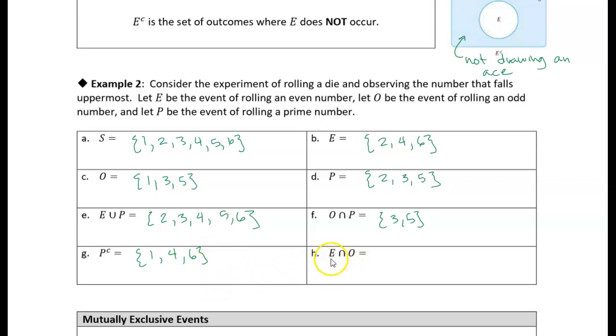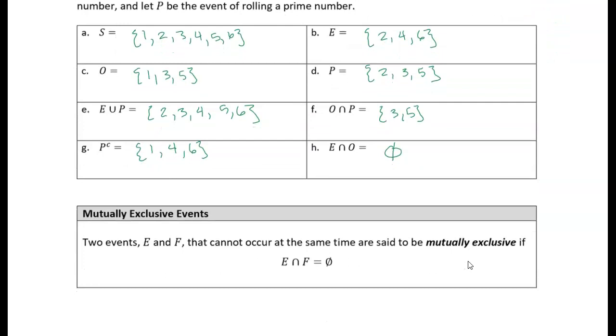And what is the intersection of E and O? Okay, so E was all the evens, O was all the odds. So what is the intersection of those two? Well, you can see the two sets, right? They don't have any elements in common, so the intersection is the empty set. Okay? Which brings us to our next definition down here.